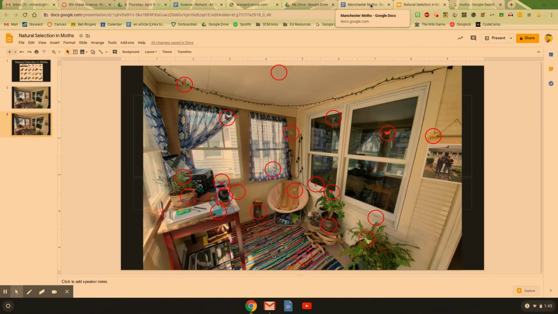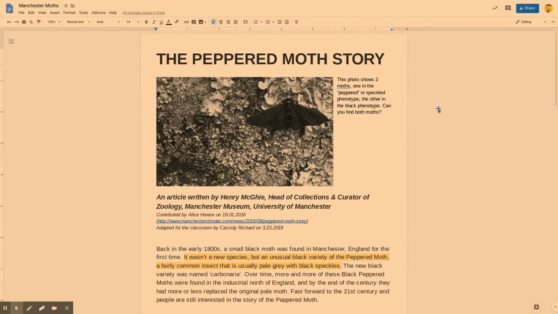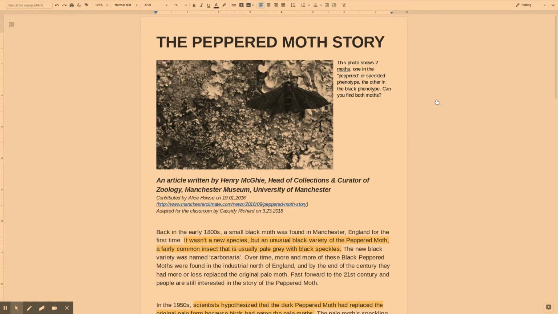All right. The next thing that we're going to do is go over to this document called Manchester Moths. We're going to look at a real life story of some moths in the environment and read about them. Now, I will give you a link to this document so you can pull it up on your own device. If you would like to just read it on your own, you can. But I'm going to read through it and talk a little bit more in depth about it.